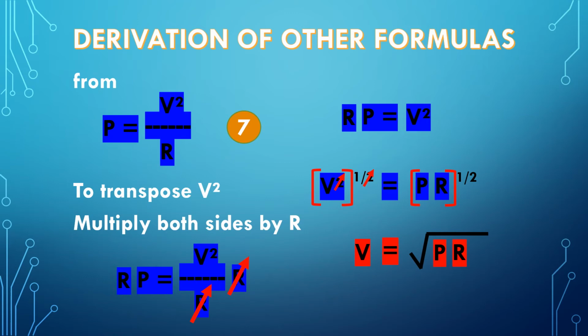square root of PR. So why does it become square root? It's because the equivalent of any term raised to the exponent of 1/2 is equivalent to its square root. Okay, this is now our formula number 9.